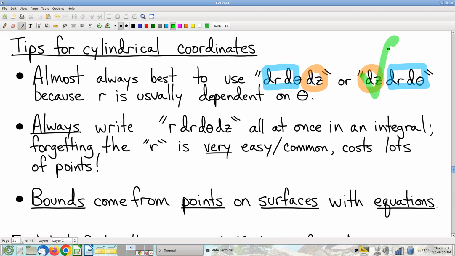On the other hand, if r is viewed more conveniently as a function of z, then you want to put the dr d theta on the inside. So let the algebra kind of decide for you which way you want to go on that.